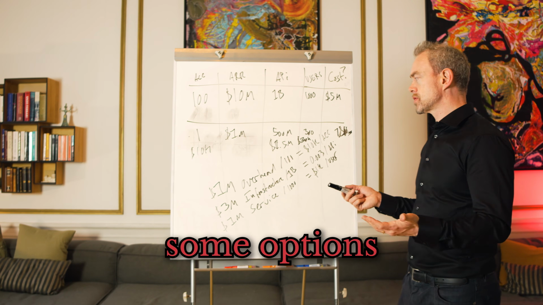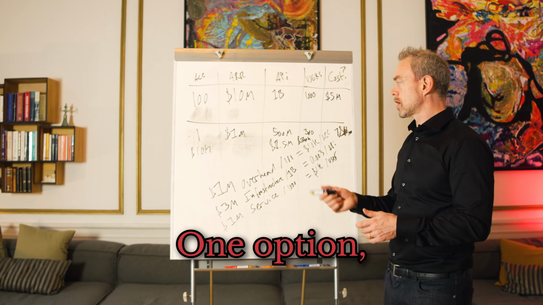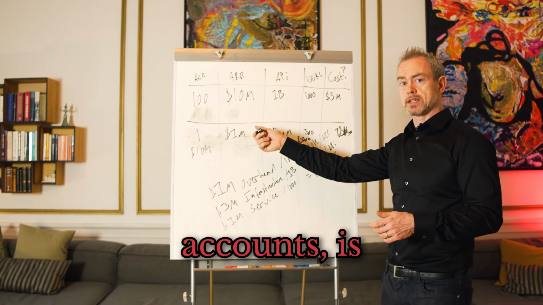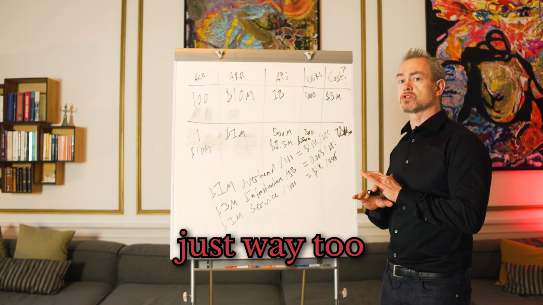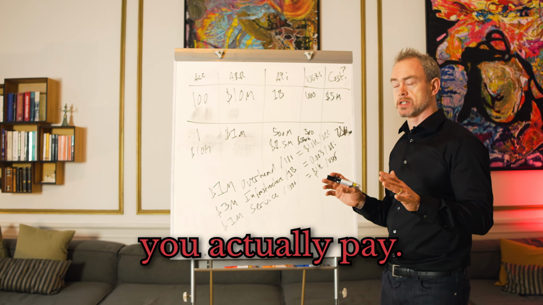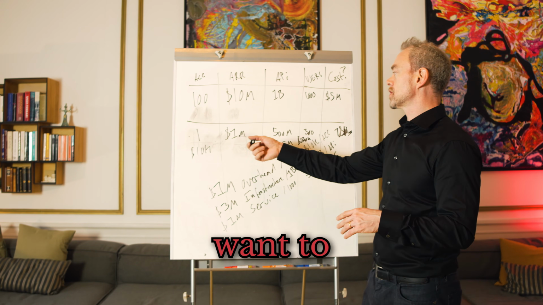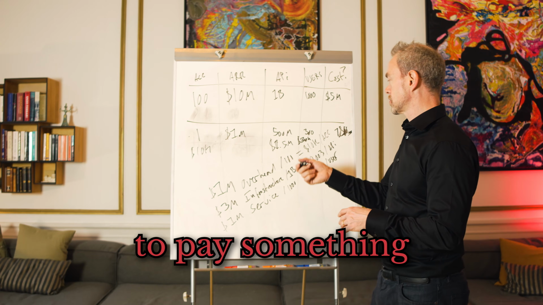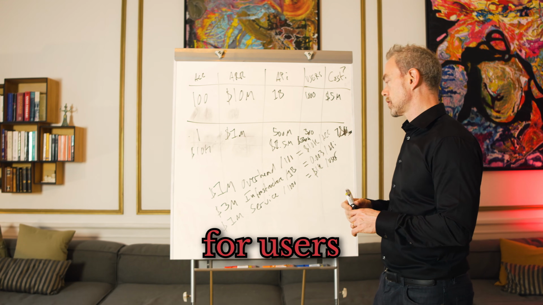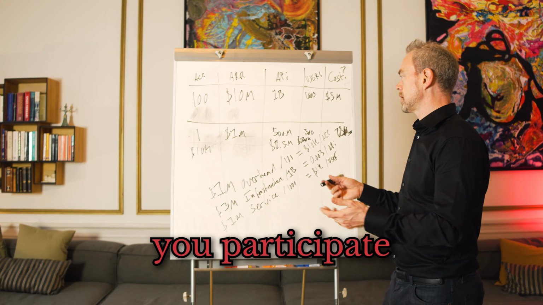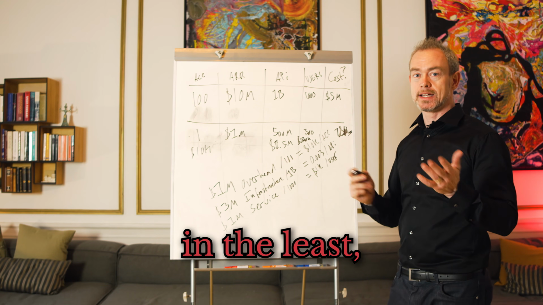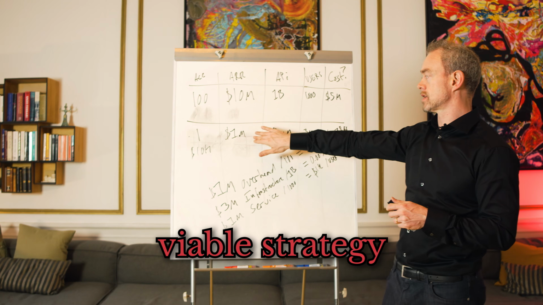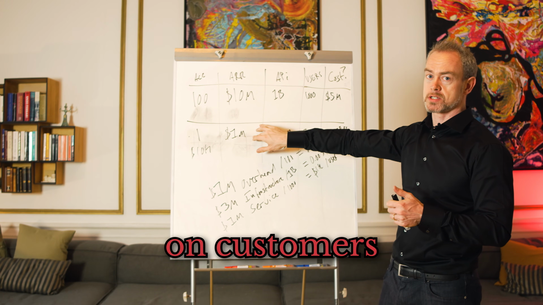And now we have some options of where we want to go with this. One option, of course, is to raise prices for these accounts and say, hey, the costs are just way too big compared to the price you actually pay. So we still want to charge you a $1 million license, but we also want you to pay something per API call and something for users or whatever it is, so that you participate in the cost and we get the account value to, let's say, something like 3 million at the least, which is actually a very viable strategy to raise prices on customers like this.